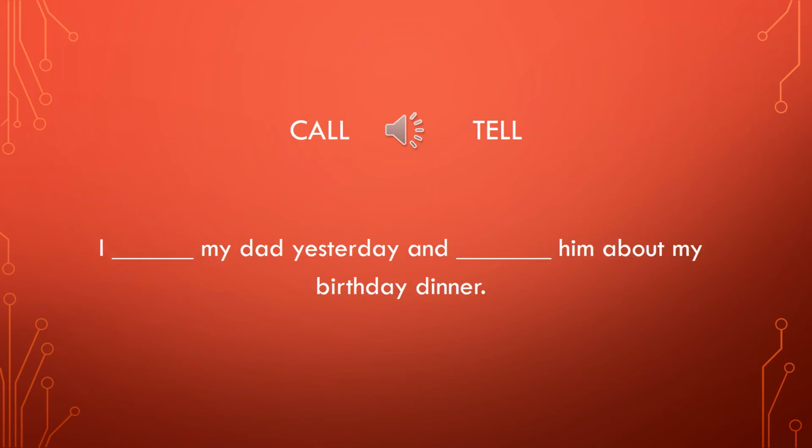With this sentence, we're going to use the verbs call and tell. Here's the sentence. I blank my dad yesterday, and blank him about my birthday dinner. In the first blank, we use the verb call, which is a regular past tense verb and becomes called. In the second blank, we use the word tell, which becomes told in the past tense because it is an irregular past tense verb.